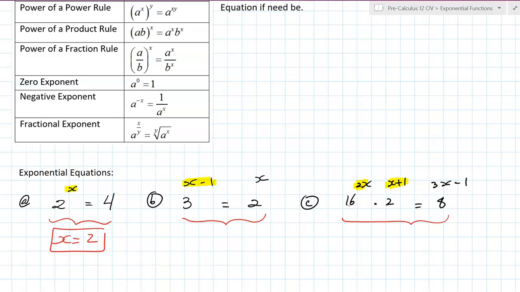Even though we have 16 as one base, and 2 as another base, and we have 8, these all look very different, but actually we can manipulate all of these and put them into a common base. Notice that all of them can be put in base 2, and once we have them in base 2, then we can go ahead and solve. So let's start by looking at the process and do a few examples.